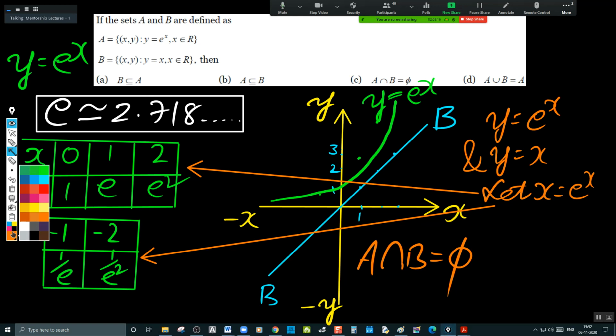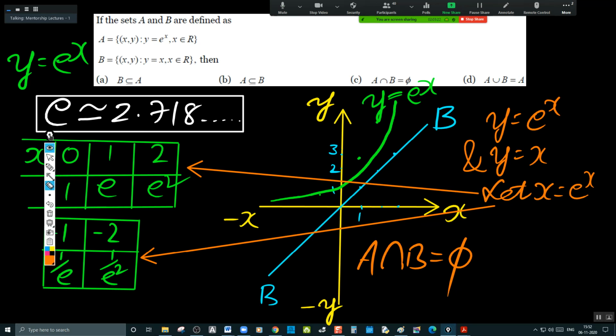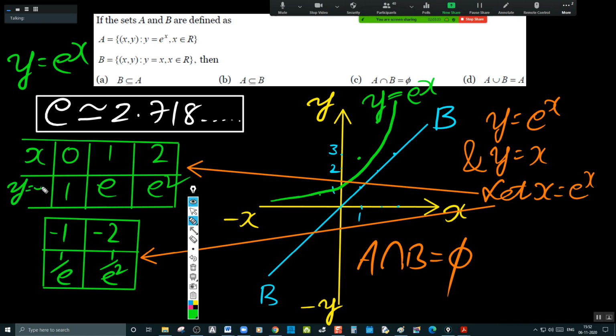I'll write it for your better understanding. This y, what I'm saying, is nothing but e power x only. No way x is equal to e power x in the table. You will not be getting that. That is the reason why it is called an exponential curve.